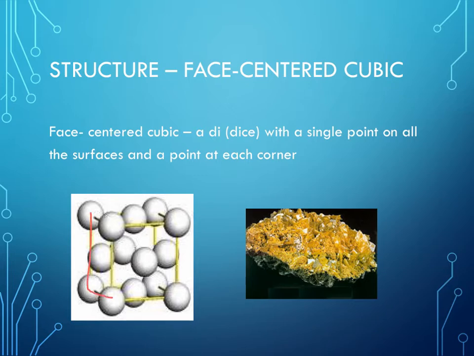The last one is face-centered cubic. So we have our crystal structure, again, our unit cube, and on the surface of each face you have an atom or ion. So there's one on each side, just like the numbers on dice. Each side of those cubes has 1, 2, 3, 4, 5, and 6. So the same thing is going on here.